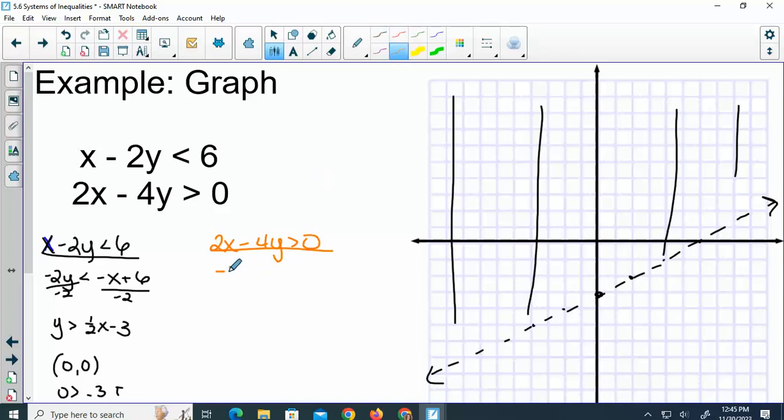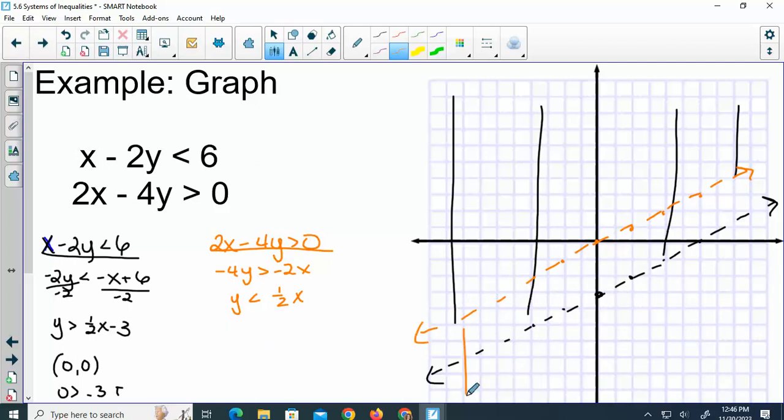Okay, second one, if we subtract the 2x, divide by -4, which flips it, we get y is less than 1/2 x. So y-intercept is 0, slope 1/2. What's true about these lines? Parallel lines, same slope, they're never going to intersect. Also dashed. Just coincidence that both of them are dashed on this one and they were both solid on the last. It's possible to have one of each.